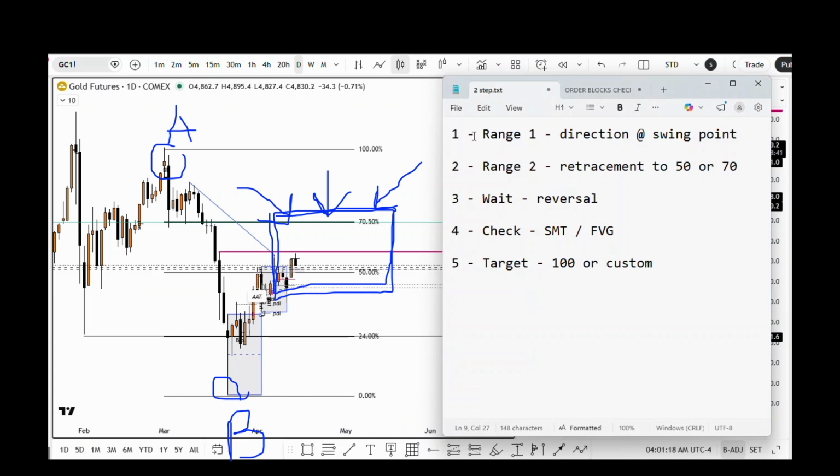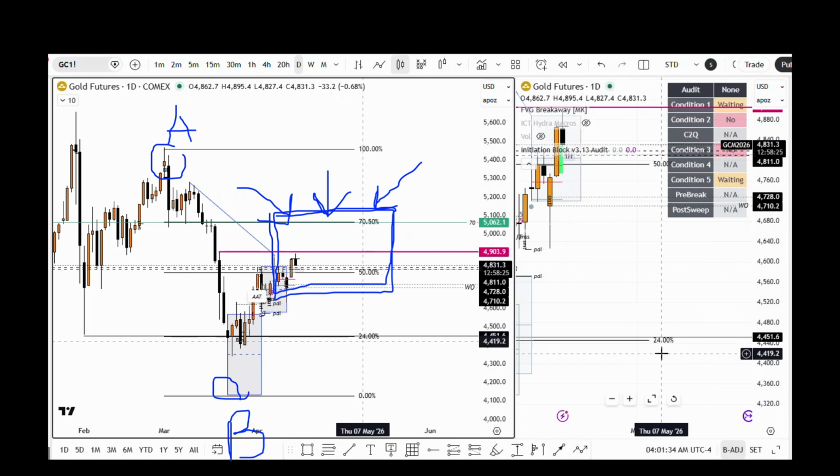Right? First step, range one, which we have here. Okay, that's leg A to B. Range two, which we have here, that's leg B to C. Now, the key thing to note about B to C is that price is going into a kill box. The kill box is between 50 and 70 fib of the A to B leg.